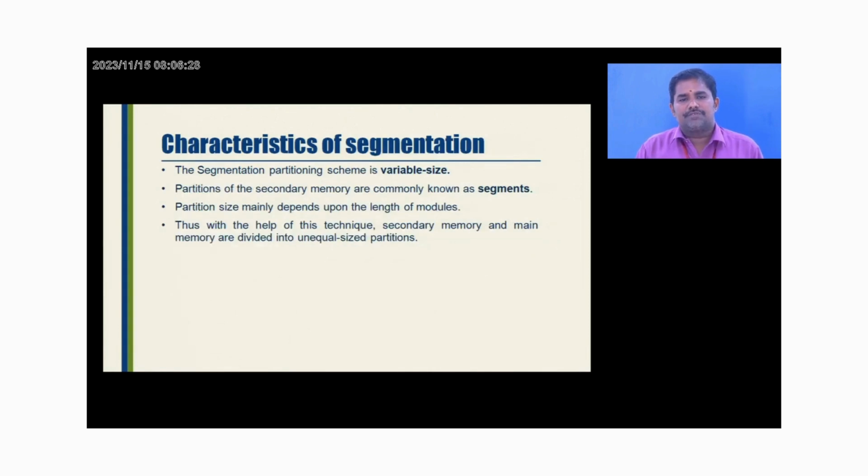Characteristics of segmentation: the segmentation partitioning scheme is variable size. Partitions of the secondary memory are commonly known as segments. We can also call a segment a block. Partition size mainly depends upon the length of the module. Thus, with the help of this technique, secondary memory and main memory are divided into unequal size partitions. So we can easily understand that in segmentation there are unequal size partitions in memory. But in paging, each divided portion has an equal, fixed length.